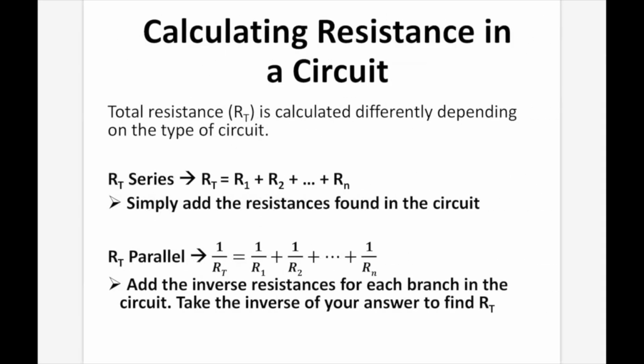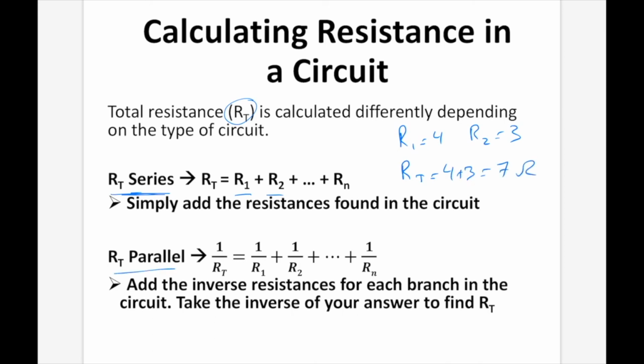Calculating resistance in a circuit. Total resistance, or RT, is calculated differently depending on the type of circuit. If you're talking about a series circuit, all you do is add up R1 plus R2 plus everything in between to give you your RT. So if R1 was equal to 4 and R2 was equal to 3, then RT is equal to 4 plus 3, which is equal to 7. That's pretty basic, and that would be ohms.